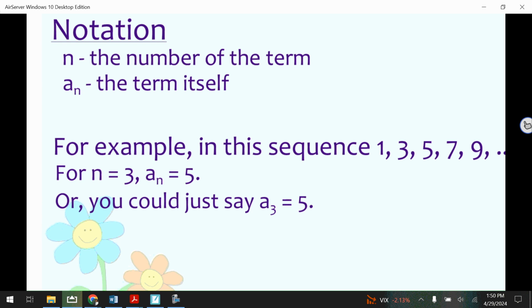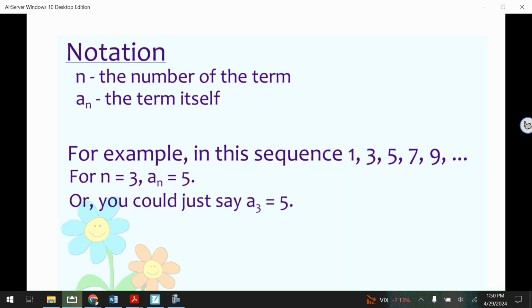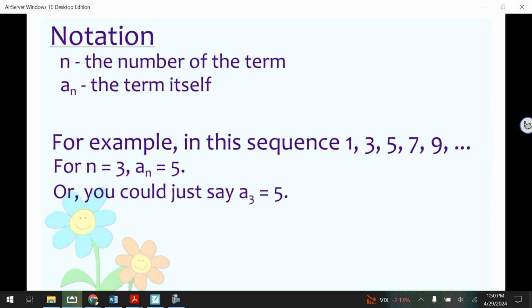So here's some thoughts on the notation. n is the number of the term. So if you want the 100th term in the sequence, n would be 100. If you want the 99th number in the sequence, n would be 99. So it is whatever number you are in the sequence. a sub n is what the term is itself.